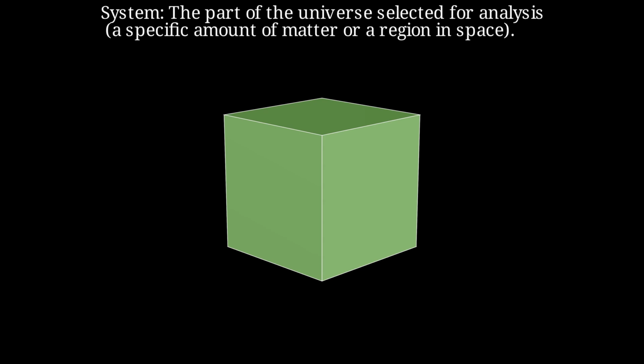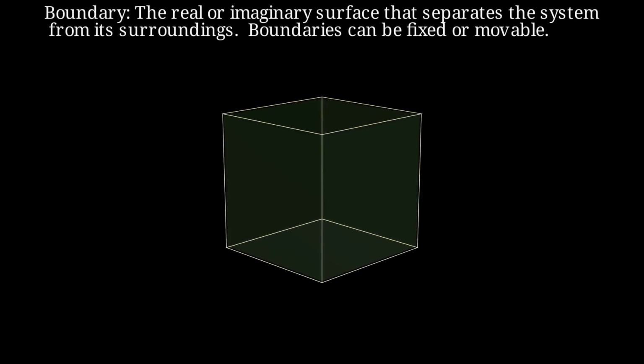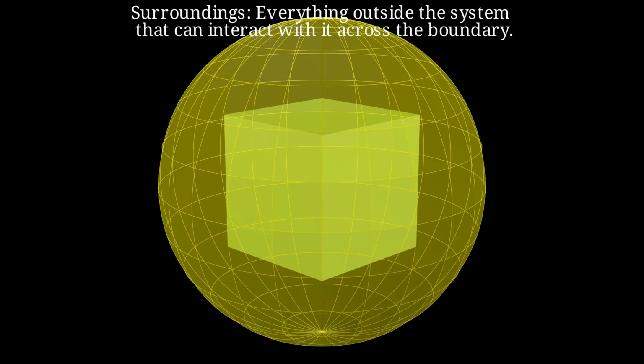A system is what we are studying. The boundaries separate the system from everything else, the surroundings. Energy can cross boundaries, mass might too.